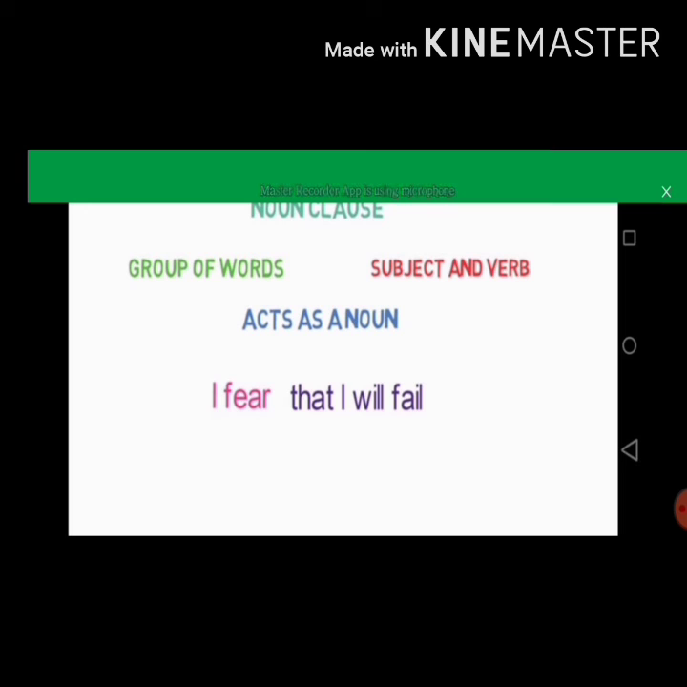I hope so this is clear to you. Any clause that is acting as a noun in your sentence will be a noun clause. Or this noun can be an object at the end of the sentence.